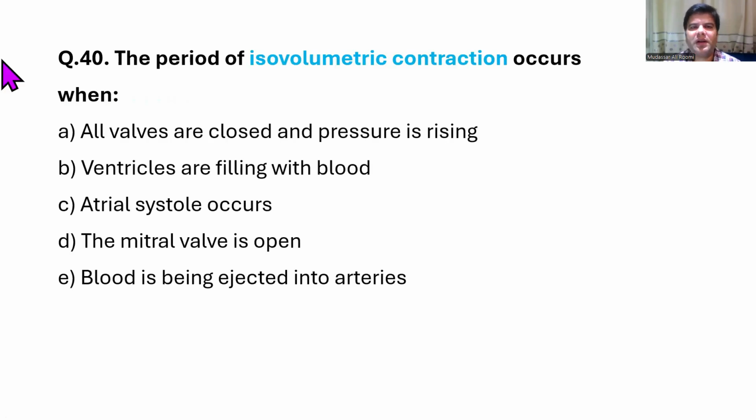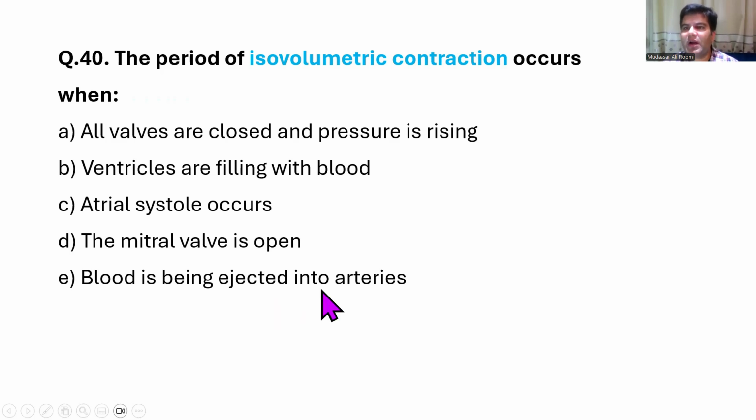Next question: the period of isovolumetric contraction occurs when: A, all valves are closed and pressure is rising; B, ventricles are filling with blood; C, atrial systole occurs; D, mitral valve is open; E, blood is being ejected into arteries.